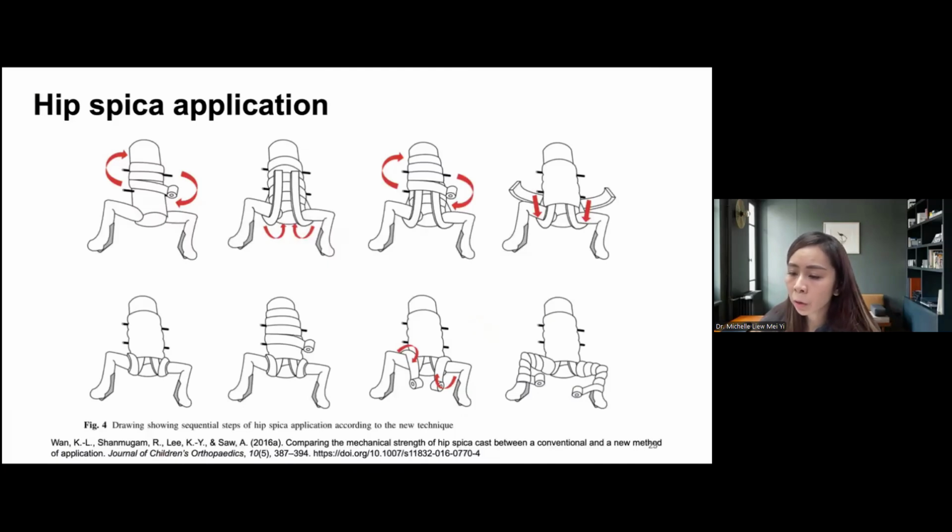At UMMC, we have also adapted and refined the original hip spica application technique first described by Kumar in 1981, by developing a modified approach, as illustrated in the image, in 2016. In our new technique, we utilize just 3 strategically placed slabs as opposed to the 14 slabs in the original method, and we were still able to achieve a structurally stronger cast than those applied using the Kumar method.